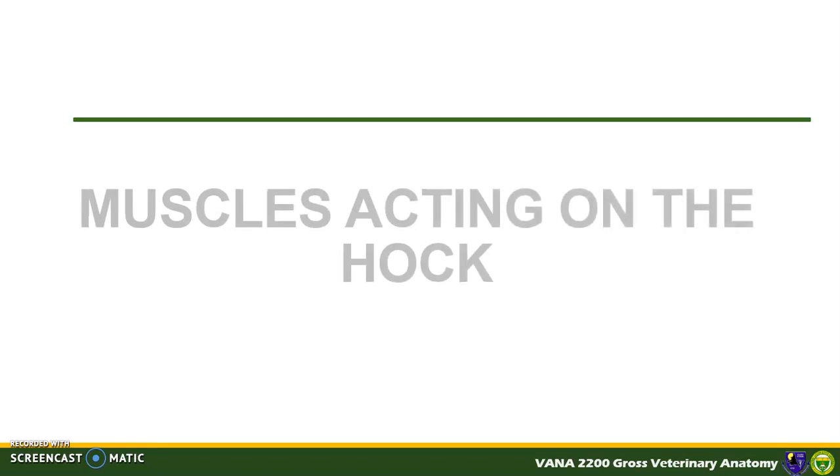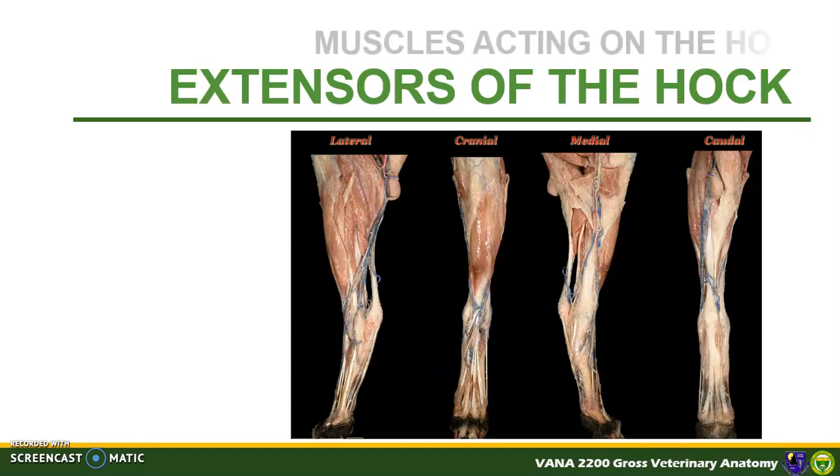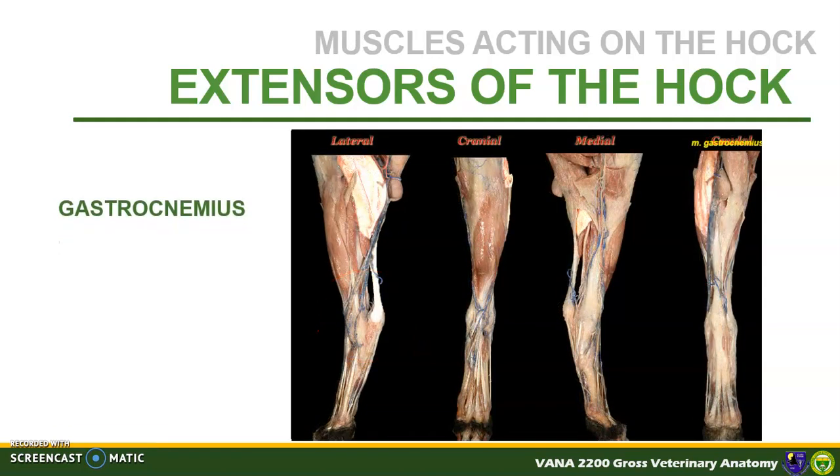Now let's move on to the muscles acting on the hock. Here are the different views of the musculature of the leg and the digits, and here is the hock. Acting on the hock as an extensor is the gastrocnemius. This muscle forms the largest bulge of the caudal crus. This is the most superficial muscle in the caudal crus and is comprised of a medial and a lateral head.